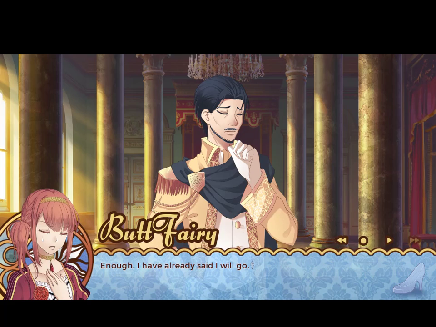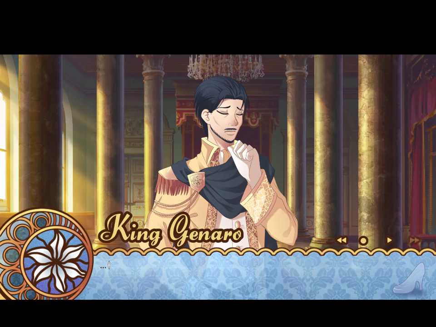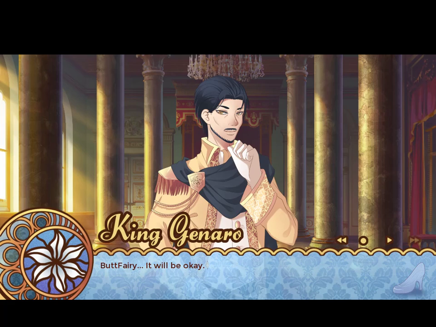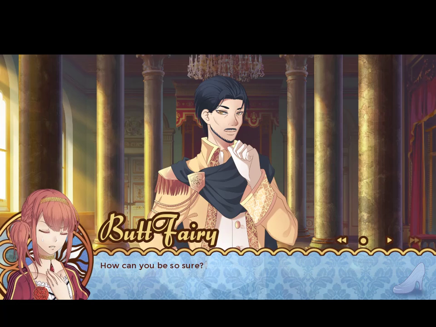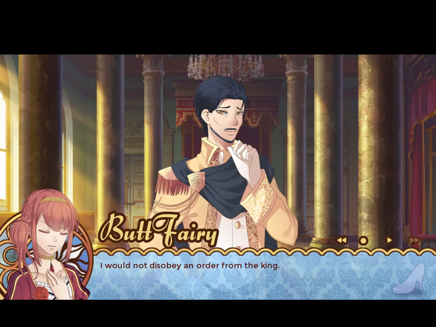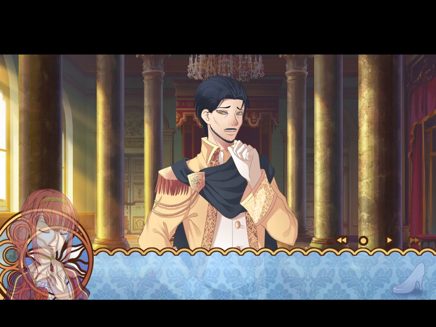ButtFairy, enough. I've already said I will go. Everyone is waiting outside. I shudder at the thought of leaving the palace after so many years. ButtFairy, it will be okay. How can you be so sure? Thank you for agreeing to accompany Emmeline. Everything will not be okay. I will be turned into Cinderella. Okay. I would not disobey an order from the king.